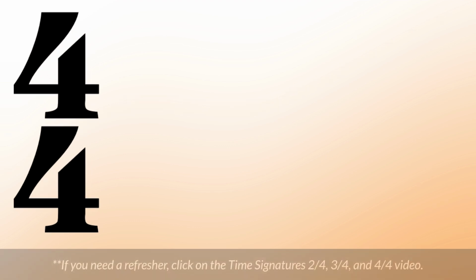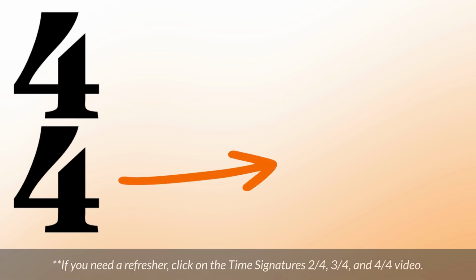In a previous video, we discussed the 4/4 time signature. Because we see a 4 on the bottom, we know that the quarter note gets the beat. Let's look at what that means for the rest of our note values.